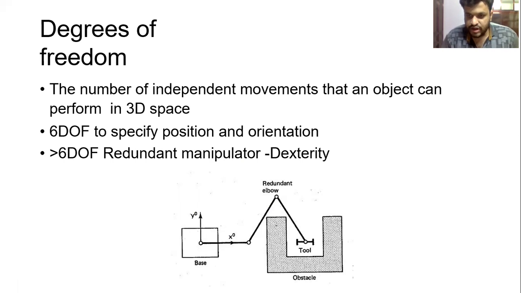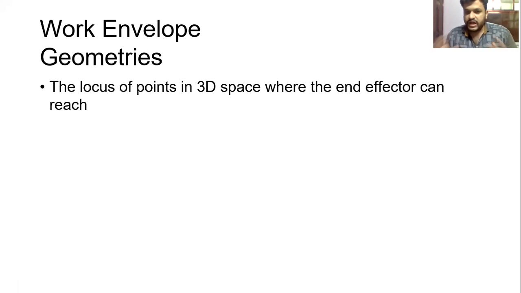Then coming to degree of freedom. A degree of freedom is defined as the number of independent movements required so that an object can move in a 3D space. Six degrees of freedom is the minimum number required to specify the position and orientation of our robot. If the degrees of freedom are greater than 6, the condition is known as dexterity.